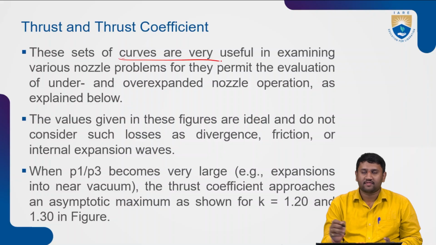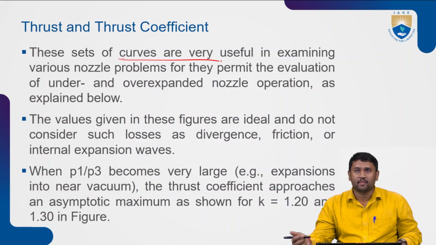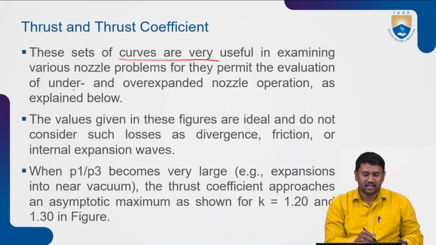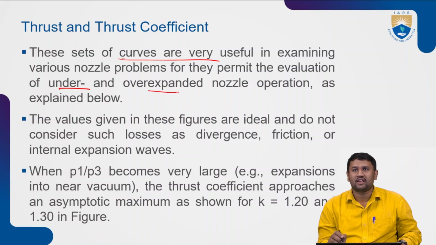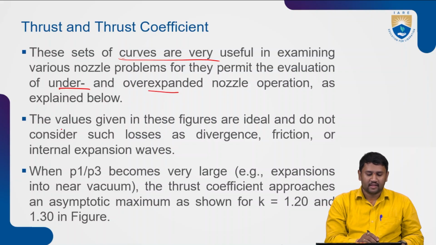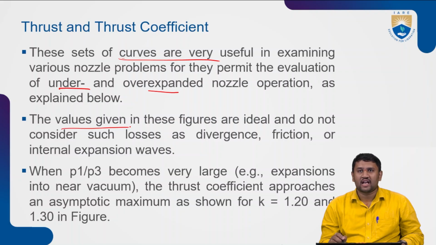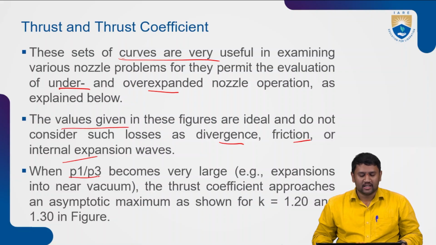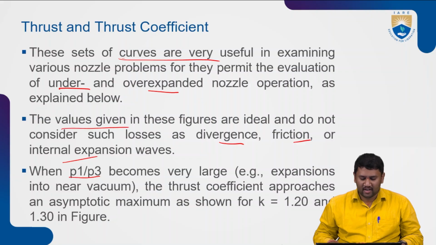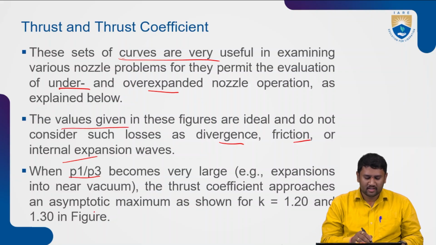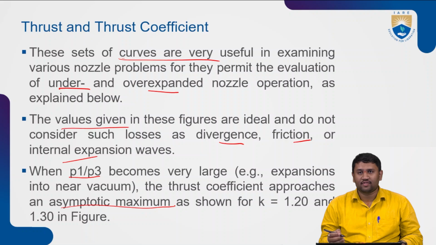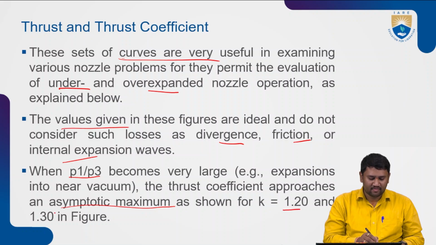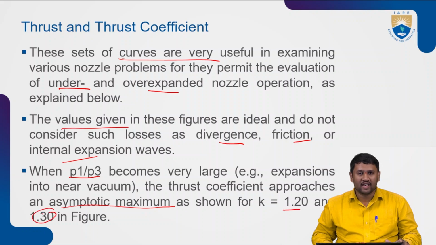Now, these sets of curves are very useful in examining nozzle problems, as they permit the evaluation of under as well as overexpanded nozzle operation. The values given in these figures are ideal and do not consider losses such as divergence, friction, as well as internal expansion waves. When P1 to P3 becomes very large, particularly for expansions near vacuum, the thrust coefficient approaches an asymptotic maximum, shown for K 1.2 as 1.3 in my previous graphs.